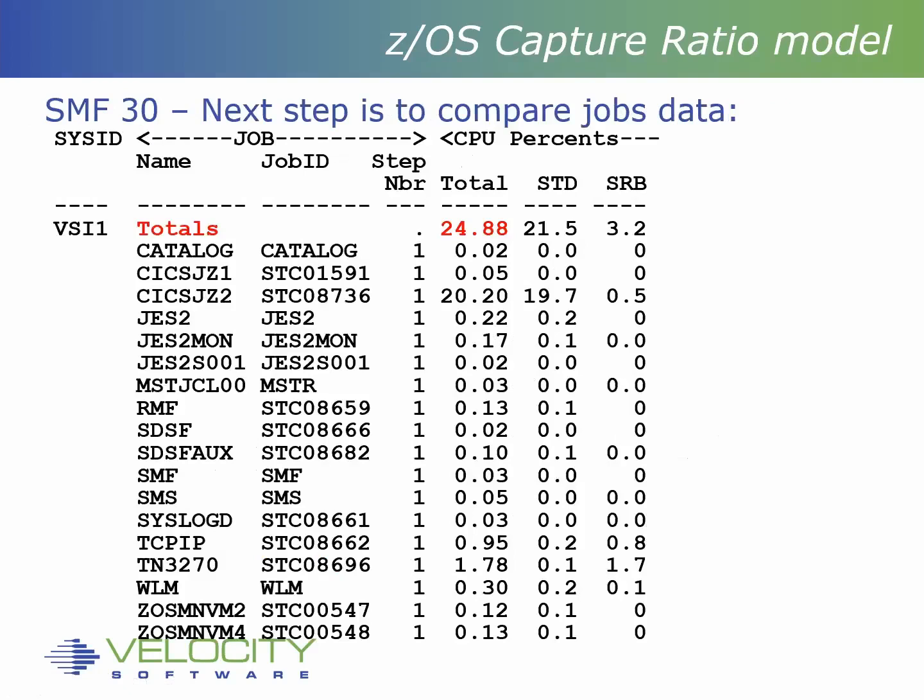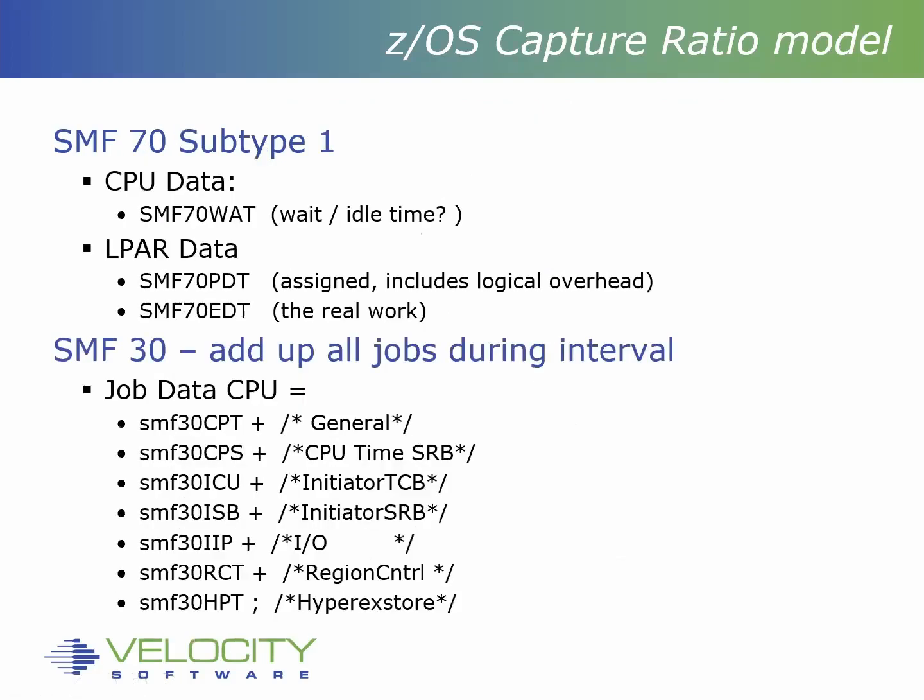Looking at the 30s, we can add up all the 30s and we get to an 8% utilization. So I'm pretty comfortable with that. The 24.88 is the total of all of my SMF 30 data, all of my active regions and jobs during this interval. And I can look at the SRB time, TCB time. You can tell that in this case, our workload is going to be the CICS workload. So the question is, do they match? And if you want to look at my calculations for the 30s, these are the fields that I add up to be my total job data with the different SMF types.